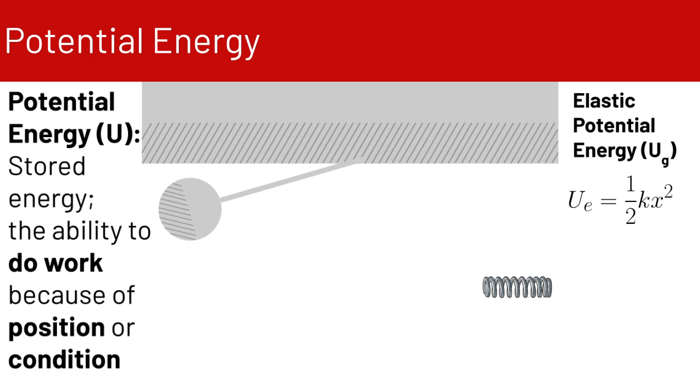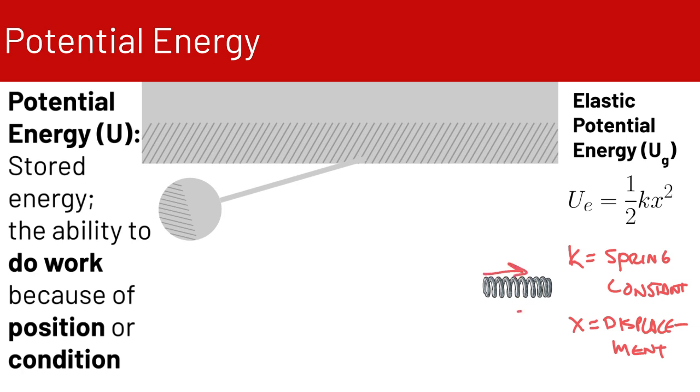K is equal to the spring constant and x is equal to the displacement. This is how far the spring is compressed or how far it's stretched, if the spring is stretched. So this is another type of potential energy.